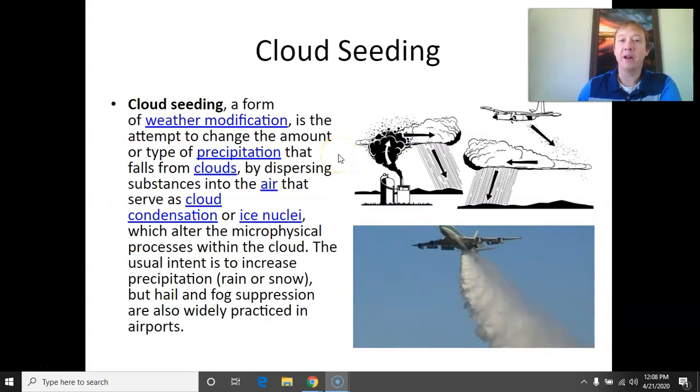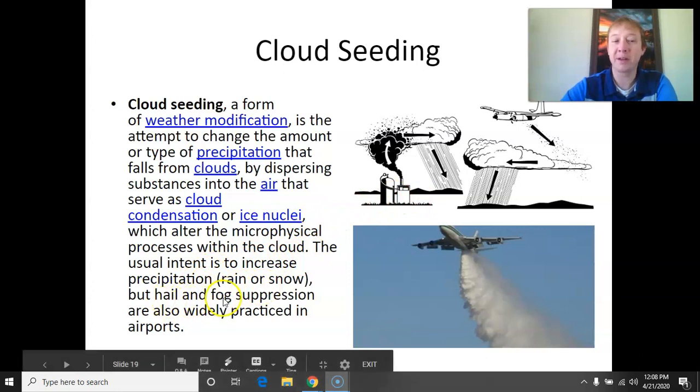Okay. Looking at cloud seeding, there are ways in which we can cause rain to form. Cloud seeding is basically a form of weather modification where we attempt to change the type of precipitation. What we do is we normally add particles into the clouds or into the atmosphere to increase the size of the particles. So you tend to increase precipitation, but hail and fog suppression are also widely practiced.